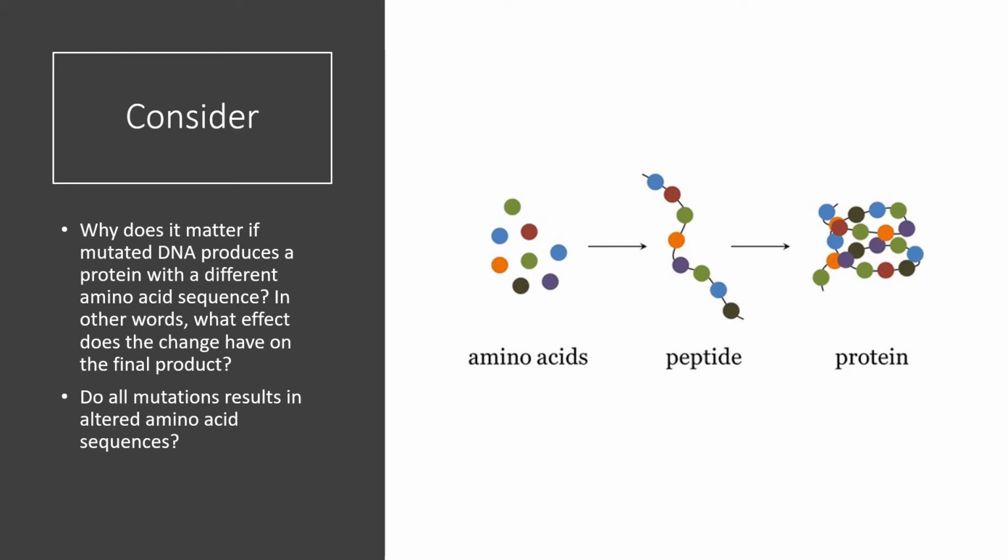Why does it matter if mutated DNA produces a protein with a different amino acid sequence? What effect would that change have on that final product? And even what effect might that have on the organism? Another question to consider is, do all mutations actually result in altered amino acid sequences? Throughout the lesson today, hopefully you'll be able to answer those a little bit more clearly.